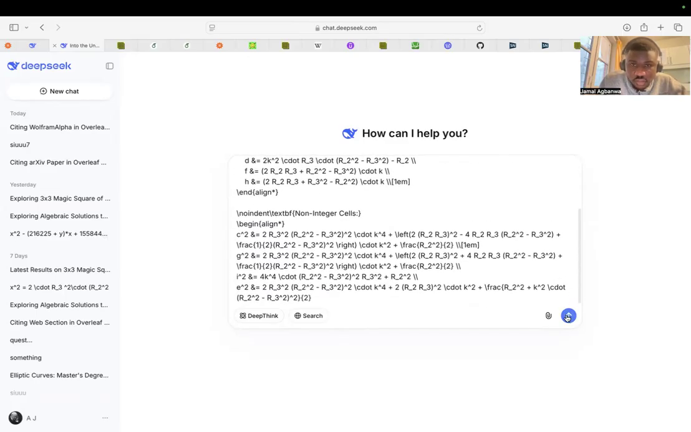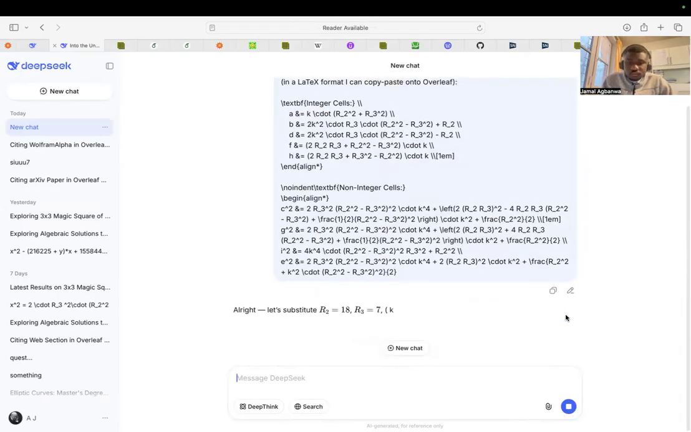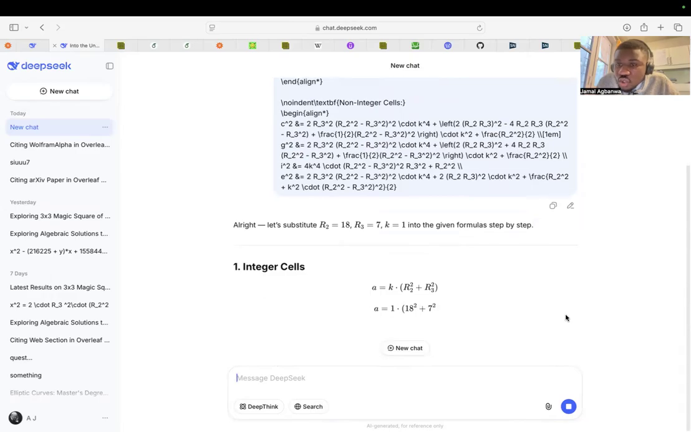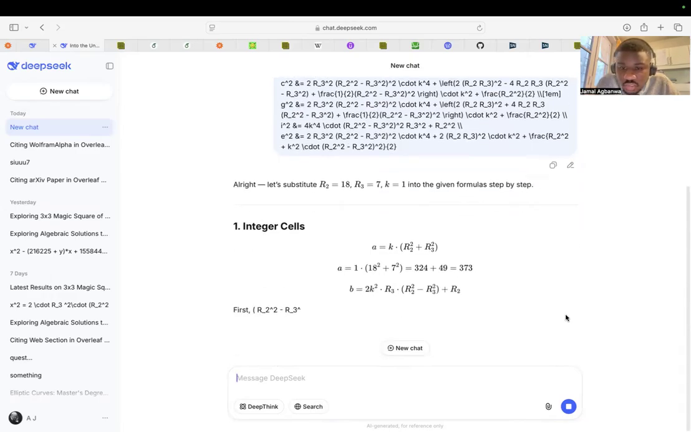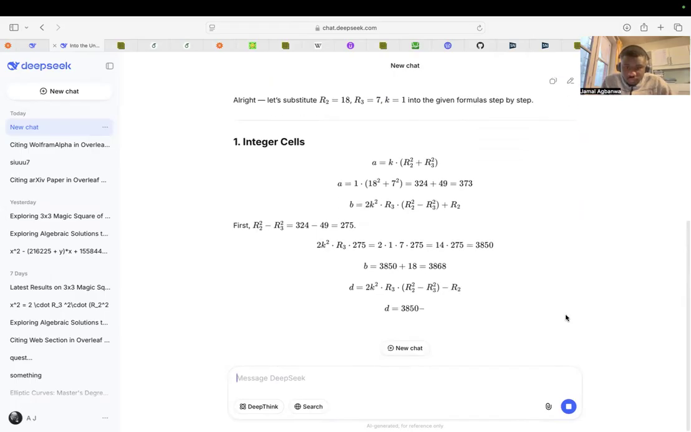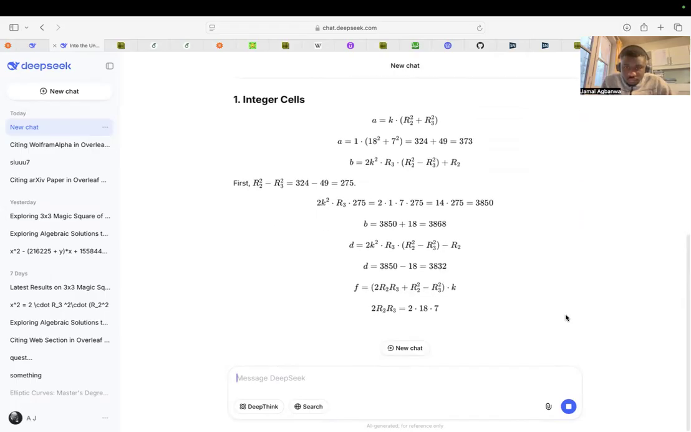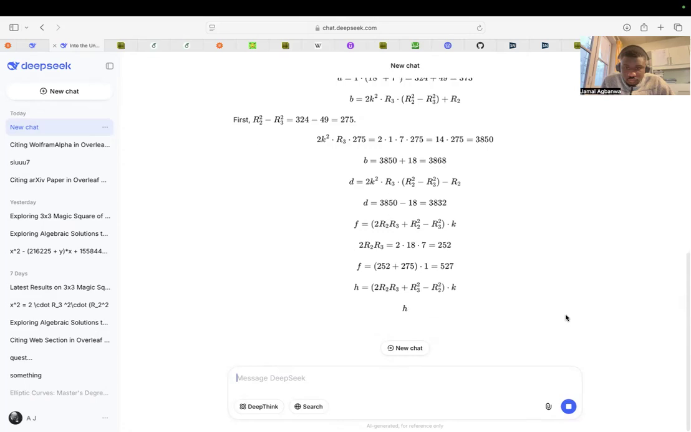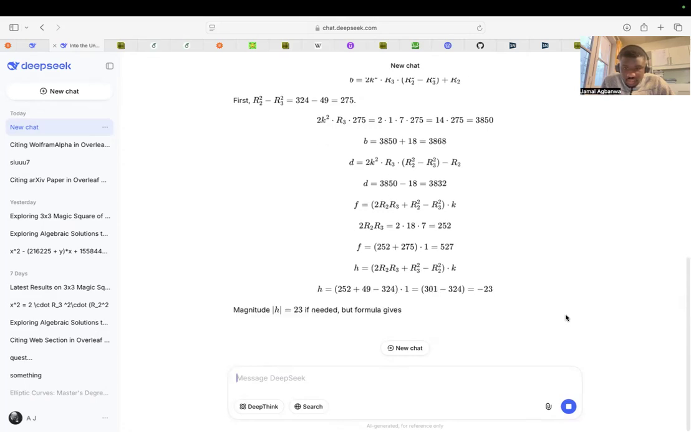Let's do this. Whatever values you get, we compare to the already known examples and we'll see what happens. Okay, the values are looking alike.